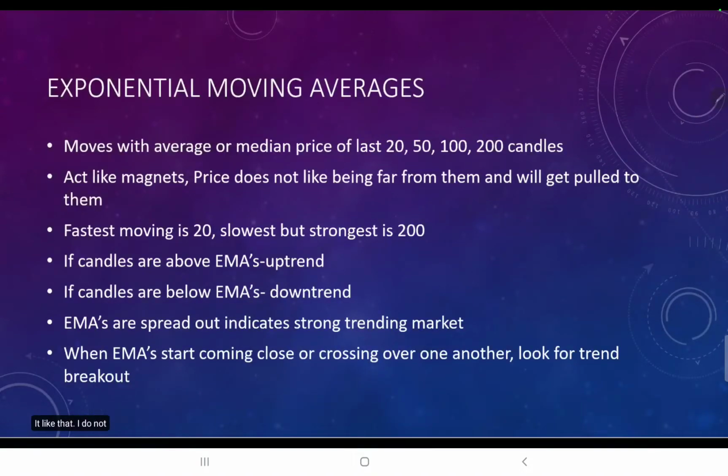I do not use currency strength meter unless I'm doing consolidated trading, which I don't normally do. Market structure is going to trump currency strength.